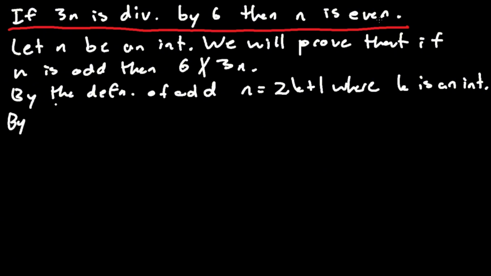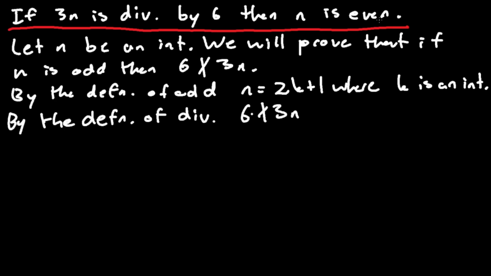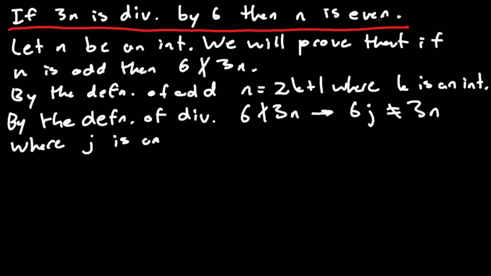Well, we can express the divisibility, by the definition of divisibility, as an equation. So by definition of divisibility, 3 times n is not divisible by 6 can be turned into 6 times some integer j is not equal to 3 times n, where j is an integer.